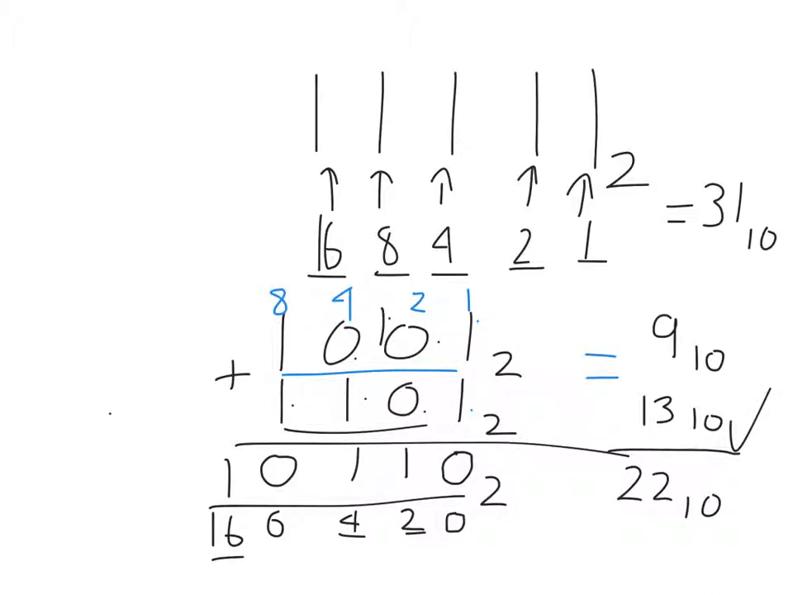Note, if the number ends in 0, then it will be even in base 2, and if it ends in 1, it will be odd in base 2, just like in our system.